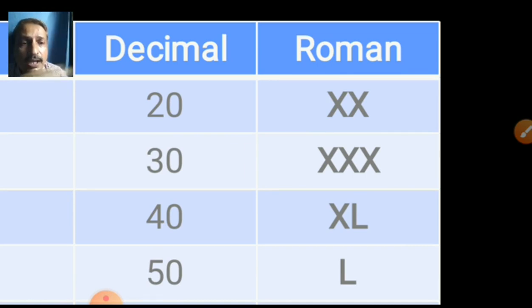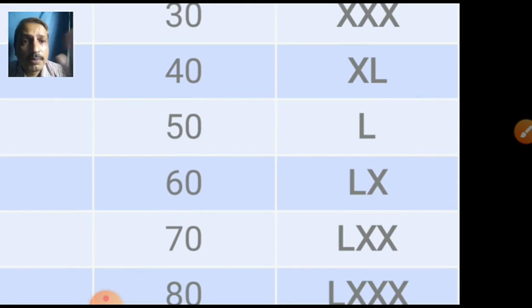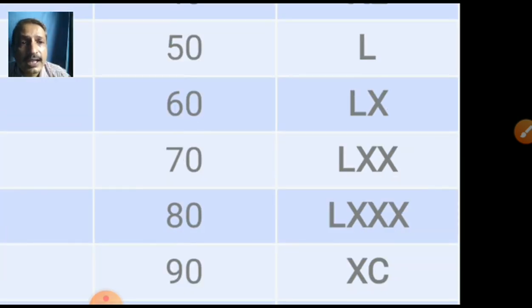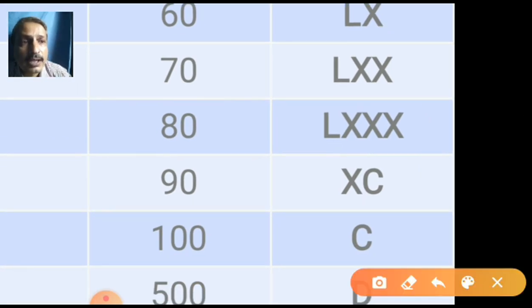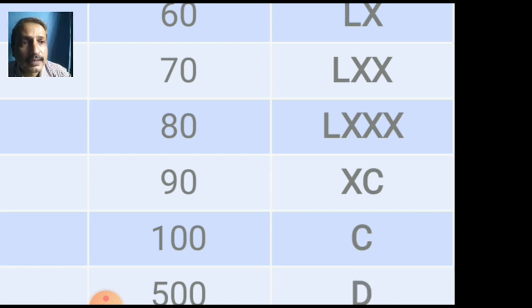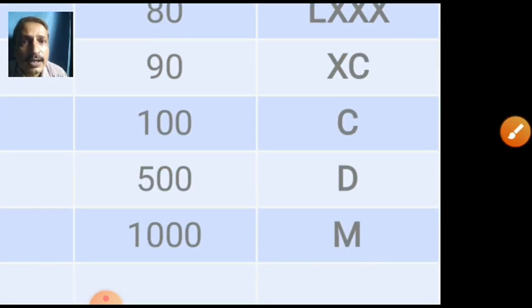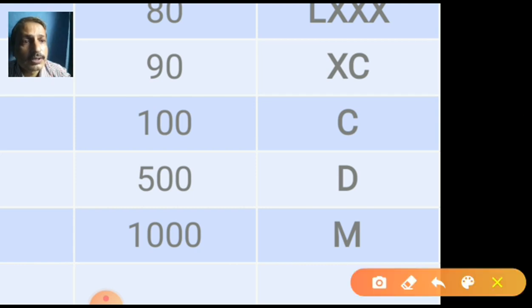If we write X before 50, it becomes 40; if we write X after L, it becomes 60, 70, 80. For 90, what will we do, child? For 90 we don't write it that way, but C means 100, so 90 means XC. Okay, now what about 500? That's D, and at last today's number is 1000, M. So L, C, D, M you have to remember, correct?